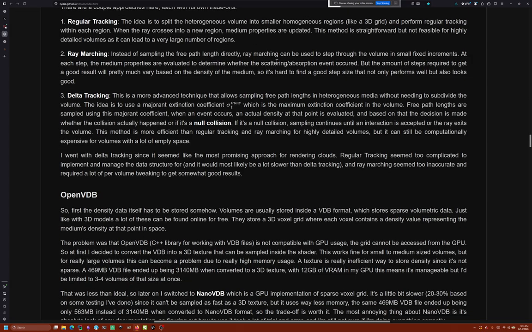Alternatively, you can use ray marching to step through in small fixed increments. At each step, evaluate the medium properties to determine whether scattering or absorption occurred. The amount of steps required will vary based on the density. It's hard to find a good step size.